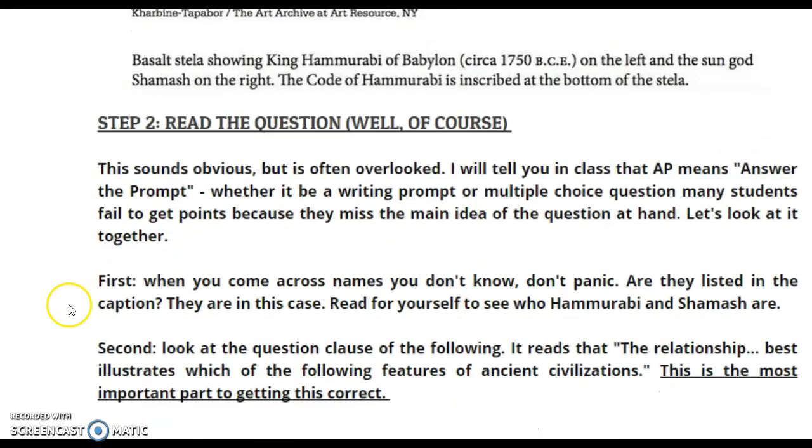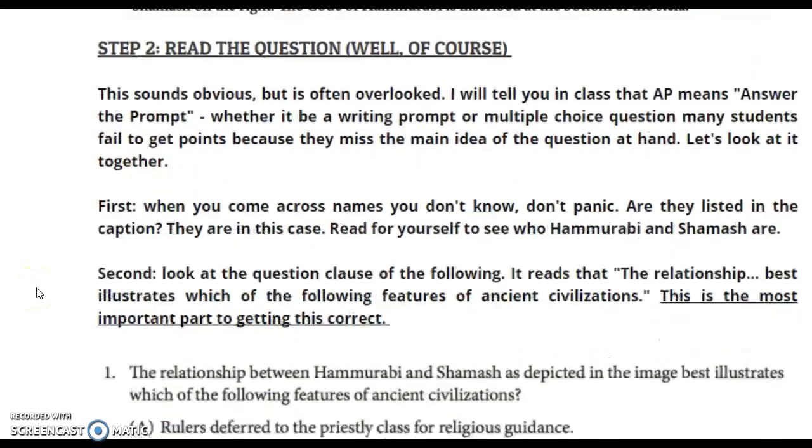So, step 2, read the question. It sounds obvious, but it's often overlooked. We talked about this in class before when we did some initial practice questions with some stimulus. But remember, AEP means answer the prompt, answer the question. Don't be looking for other things in the stimulus if it's not something that you need to look for in the question. A lot of times you miss the main idea of the question at hand.